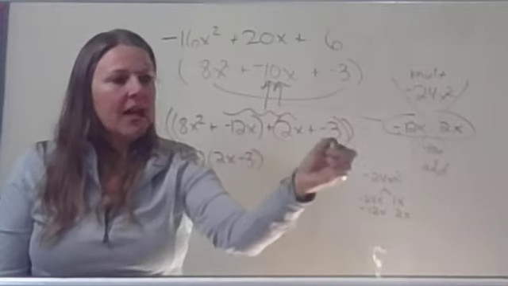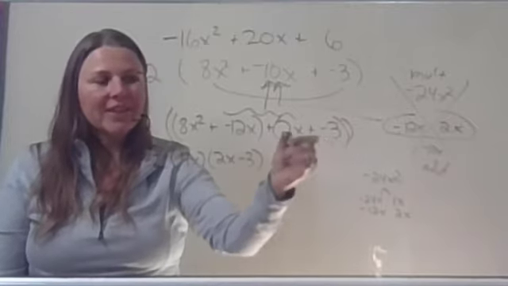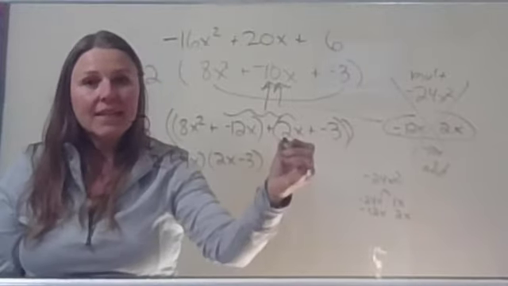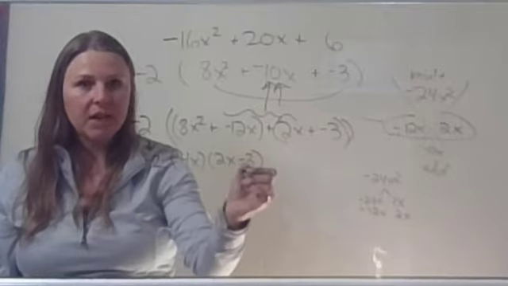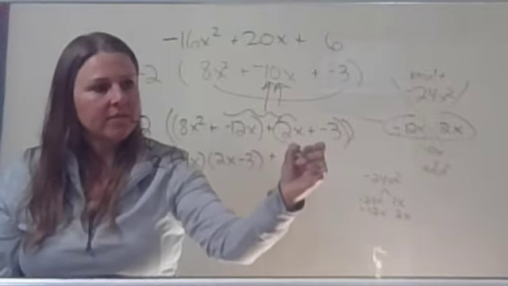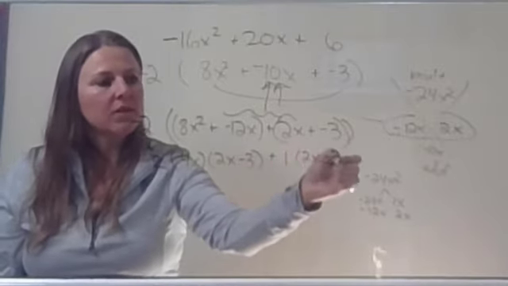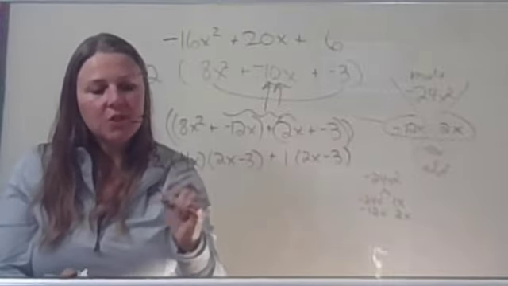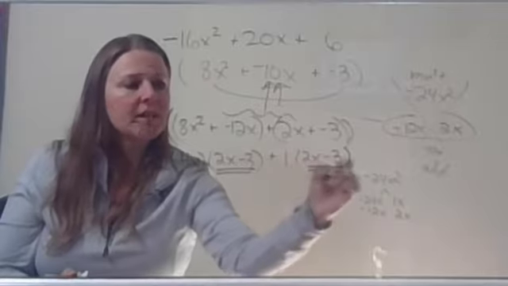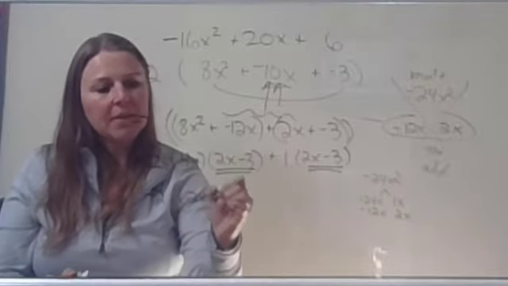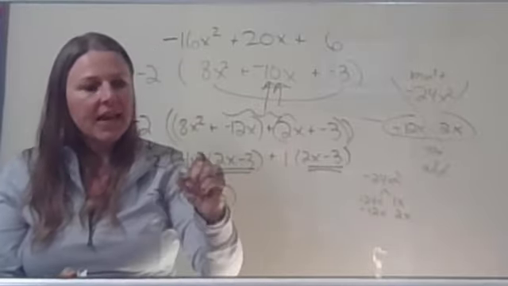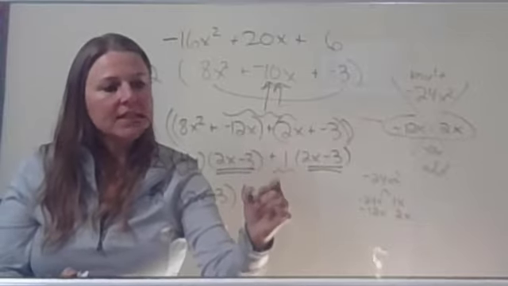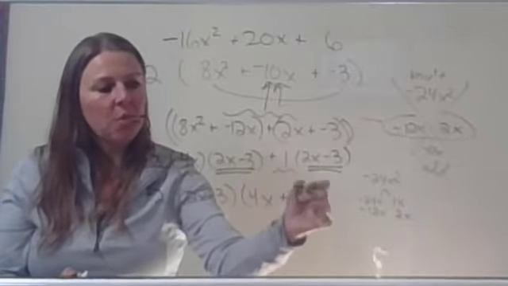And then the greatest common factor here, there isn't one. It is already 2x minus 3. So we're going to take out a 1 because we need a placeholder for this parentheses. So we still have the negative 2 out front. The 2x minus 3 is the common parentheses. And then what's left over is 4x plus 1.